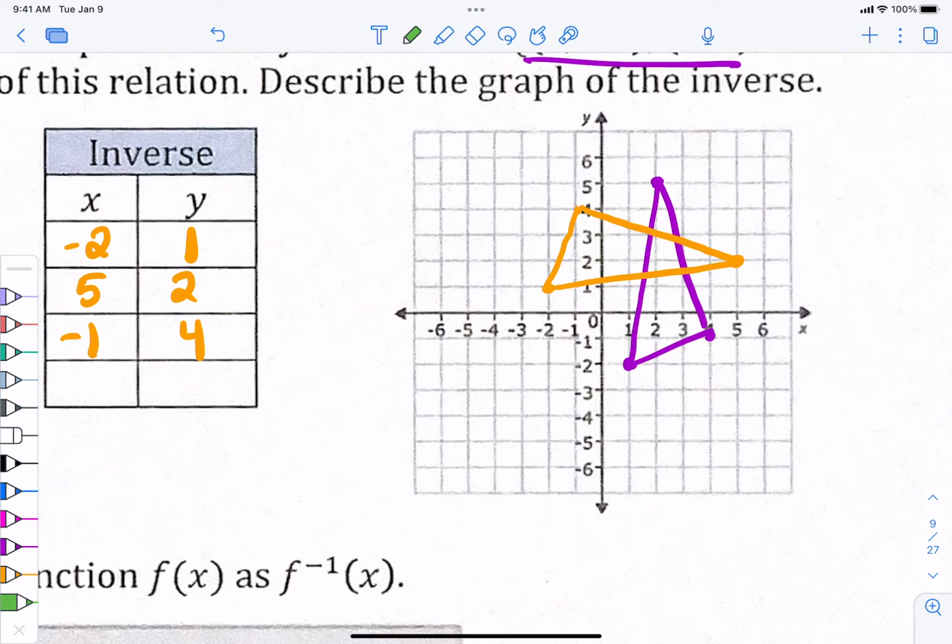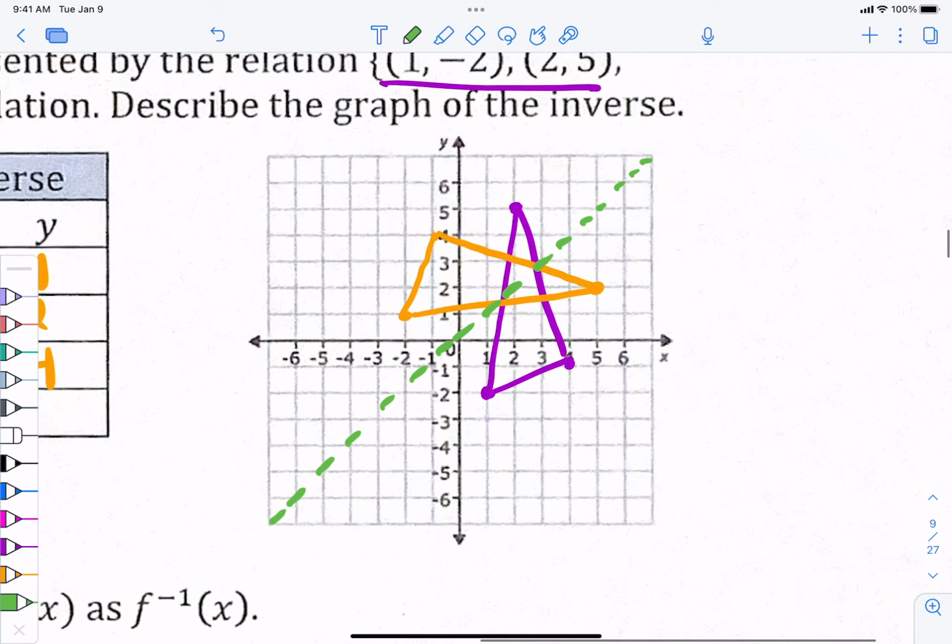All right, so that's what it looks like. Okay, here is what happens. And this happens to every single set of inverse points or inverse functions. Every single time you're dealing with inverses, this pattern will happen. Ready? There is an imaginary dotted line that goes from one diagonal corner to the other diagonal corner. And I'm going to draw it there. You draw it on your paper.